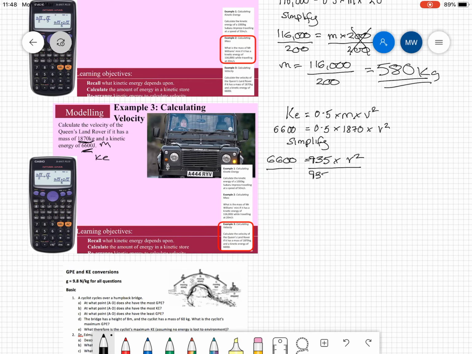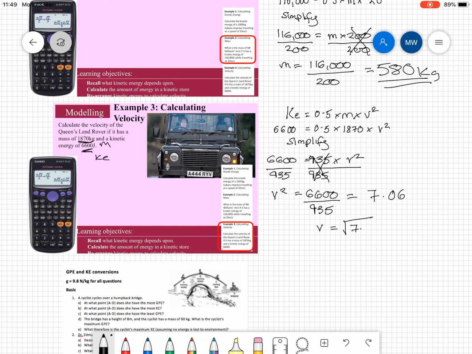Now again, I need to make v squared the subject here. So I'm going to divide both sides by 935, so that cancels out. Okay, there we go, cancelled out. And then v squared equals 6,600 divided by 935, which equals, type it in my calculator, nearly there. Okay, so that equals 7.06, and I've rounded that up slightly.